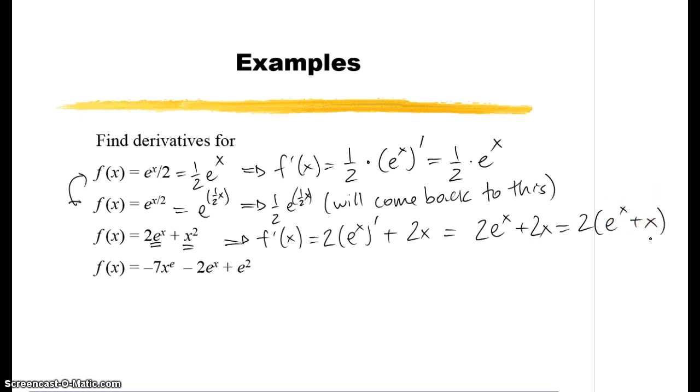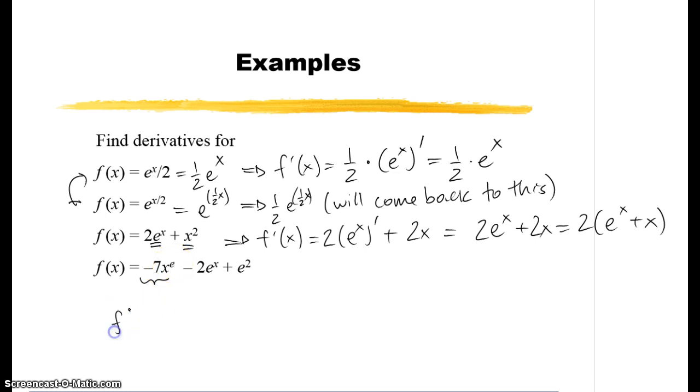Finally, the function here is negative 7x to the e power minus 2e to the x power plus e squared. Wow, this one is really trying to trick you. Let's break this down, the derivative term by term. The derivative of the first term is what? Well, we have a power function. Once again, x to the power of e. Remember, e is a number. So this is just raising x, the base, to some number power.